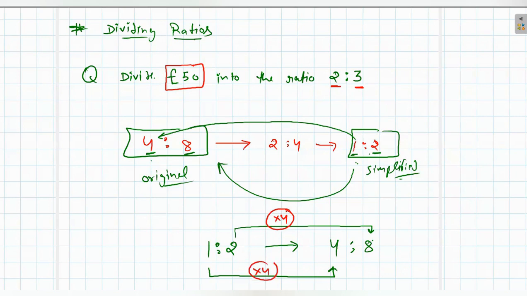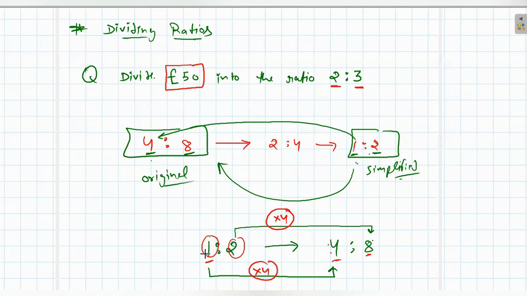Now the question is how to know this 4? In this one, we can easily look at it: 1 becomes 4, 2 becomes 8. But in our question, we don't have such observation. So from there, we came to know that whenever you want to make the ratio into the original number, you have to multiply it by a common number. Get it?